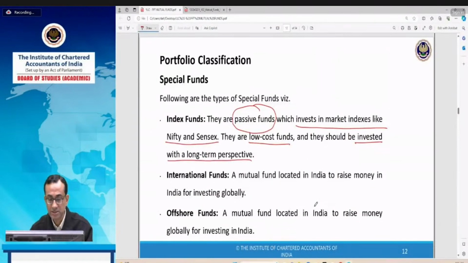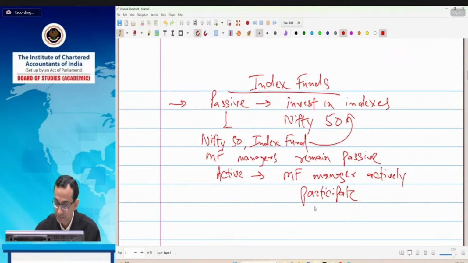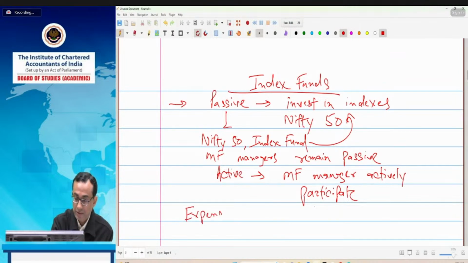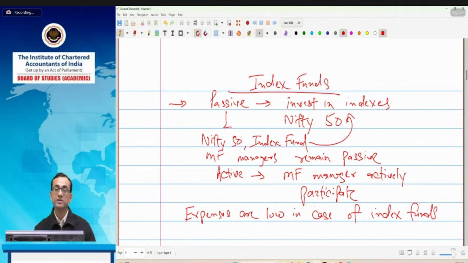Another thing which I mentioned is passive. They are invested in market indexes, and the third point is they are low cost funds. They are low cost because the expenses are low. Expenses are low in case of index funds. What is the reason why expenses are low in case of index funds? The reason is that they are actually passive.